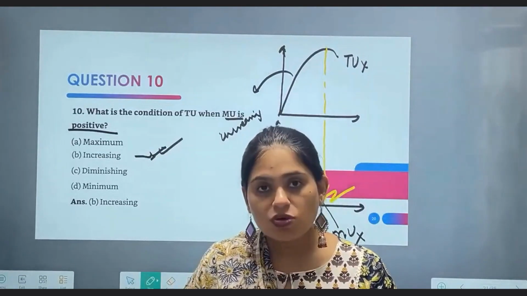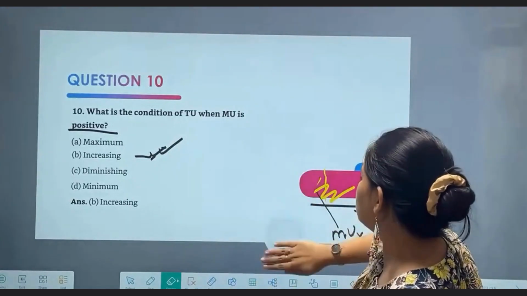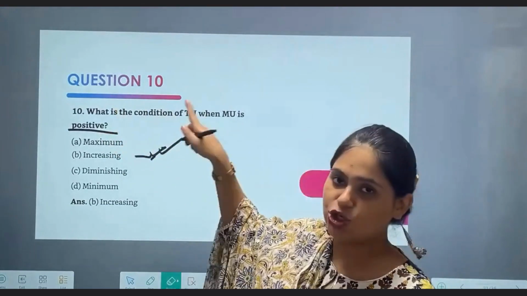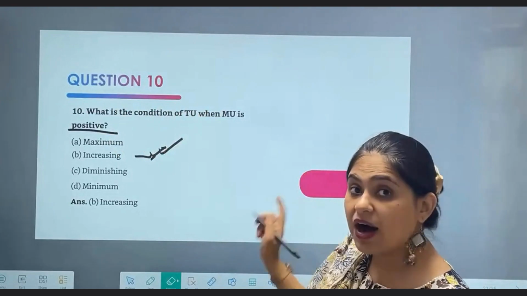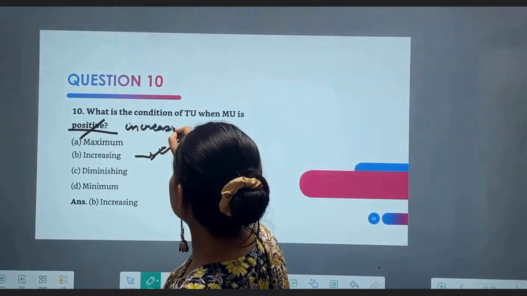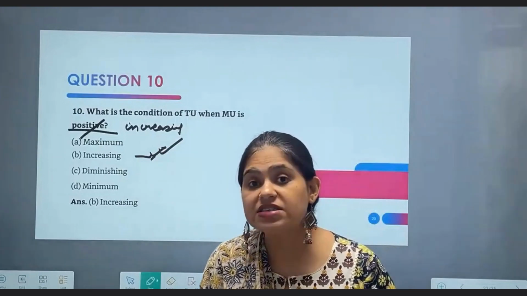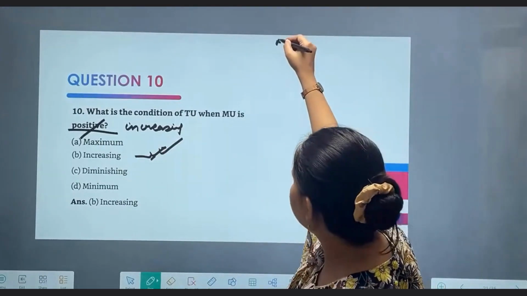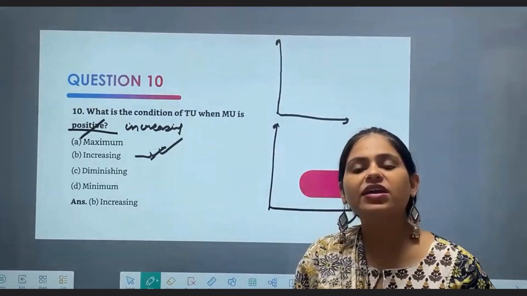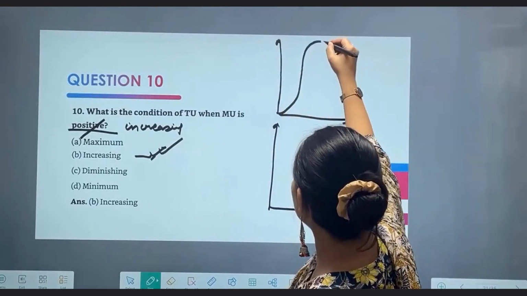But suppose in the exam, instead of giving you positive, they ask what is the condition of total utility when marginal utility is increasing. Something like this. When marginal utility is increasing. Now, if you visit the class 11th and 12th books, the diagram that multiple books draw is something like this. Many books draw like this.